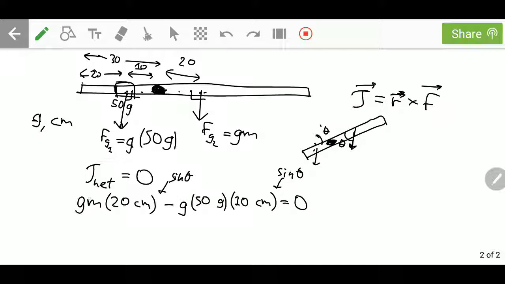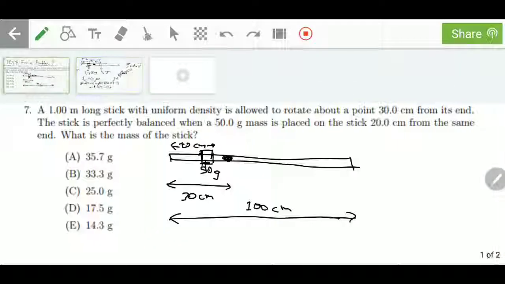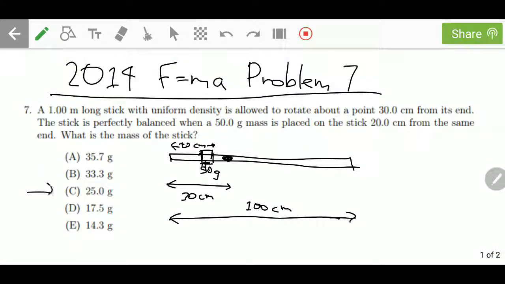And from this, we can just get some cancellation and see that M is 1/2 times 50 grams, which is 25 grams. In general, the mass of the rod will just be 1/2 the extra mass, which here is 50 grams, so the mass of the rod is 25 grams. And so that's the answer.